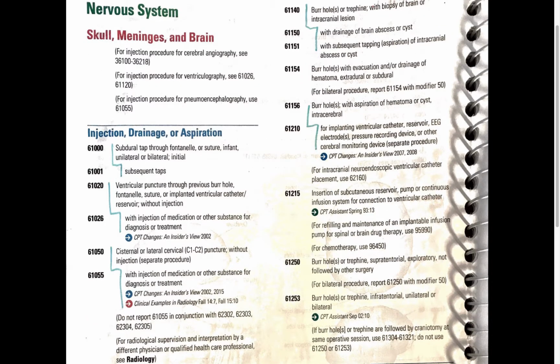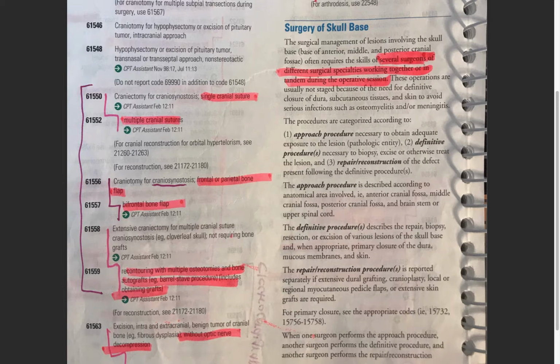61156 is burr holes with aspiration of hematoma or cyst, intracerebral. If they also implanted a catheter reservoir, EEG electrode, pressure recording device, or other monitoring device, it's 61210. Now turn to the surgery of skull base section.